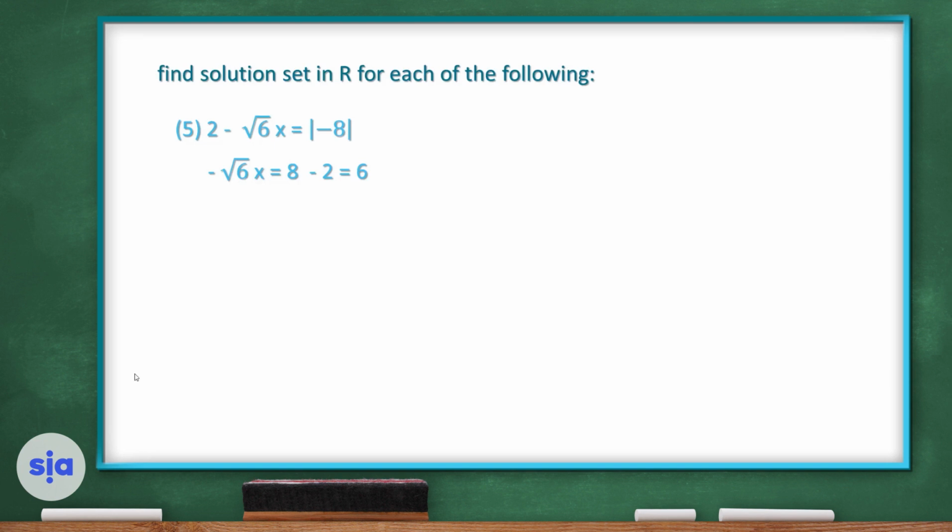If you divide both sides by negative root 6, then x equals 6 over negative root 6. Rationalize the denominator, multiply by root 6 up and down, then it will be 6 root 6 over negative 6, then it's a negative root 6. So the solution set is negative square root of 6.